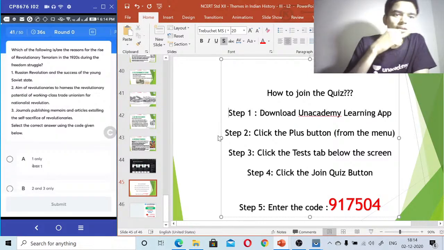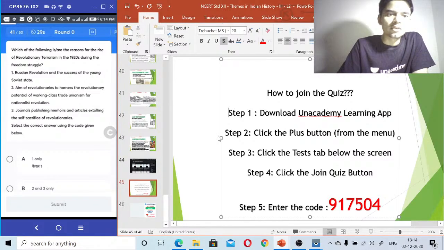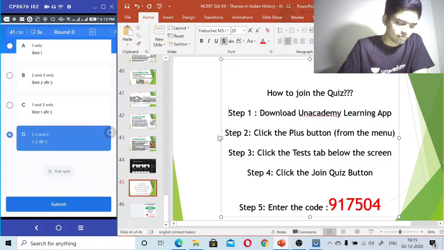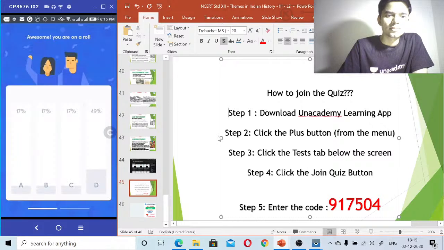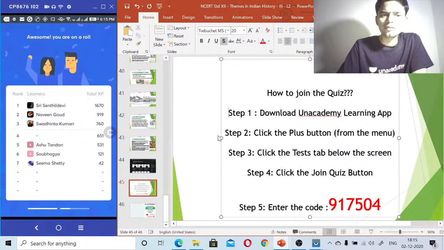Question number 41. Which of the following is or are the reasons for the rise of revolutionary terrorism in the 1920s during the freedom struggle? 1. Russian Revolution and the success of the young Soviet state. 2. Aim of revolutionaries to harness the revolutionary potential of the working class trade unionism for nationalistic revolution. 3. Journals publishing memos and articles extolling the self-sacrifice of revolutionaries. Choose the correct answer. All of the above. Okay, everything is correct.